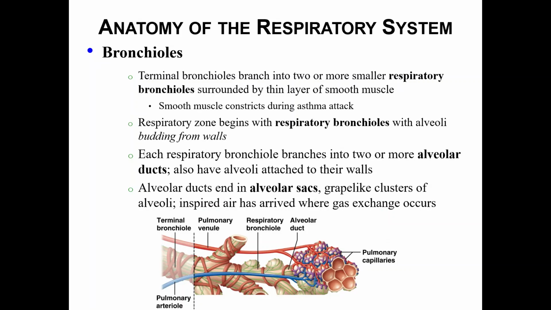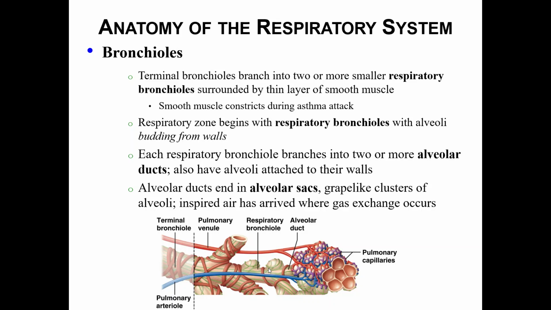Okay, which are also surrounded by smooth muscle. These smooth muscle layers are what constrict during an asthma attack. So this would drastically reduce the diameter of the respiratory bronchioles, which makes it much more difficult to do gas exchange, which is why people have a really hard time breathing when they're suffering from an asthma attack.